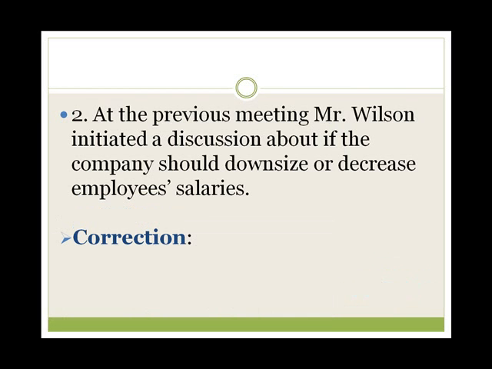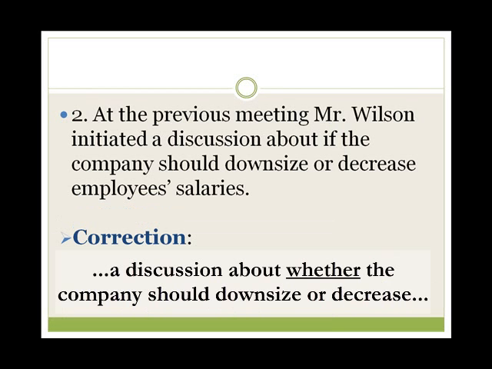The correction is, at the previous meeting, Mr. Wilson initiated a discussion about whether the company should downsize or decrease employees' salaries. We're talking about uncertainty here. There are two alternatives, but we cannot use "if" after the preposition "about." We must use "whether." Also, even if we had the choice, "whether" would be more appropriate because this is a very formal statement. The language is formal.